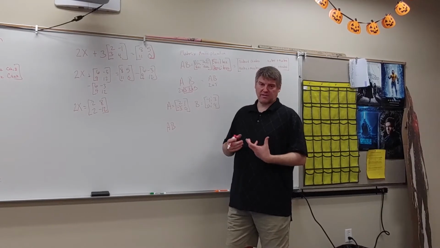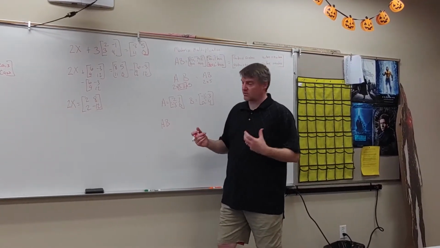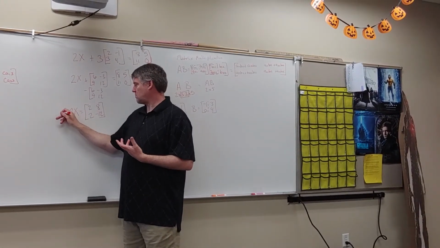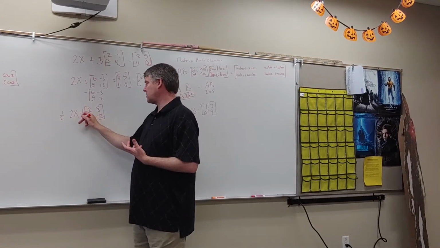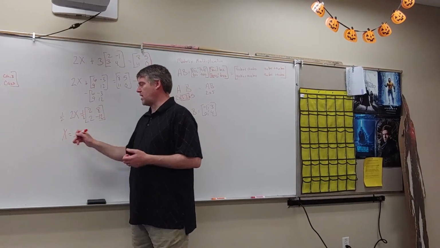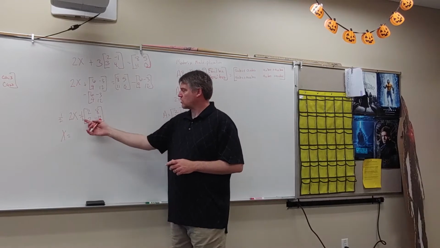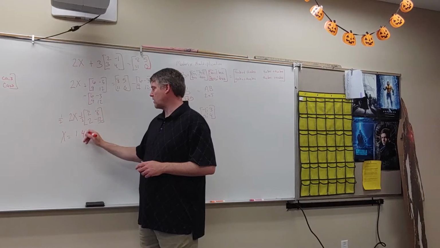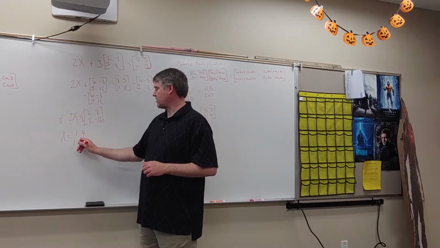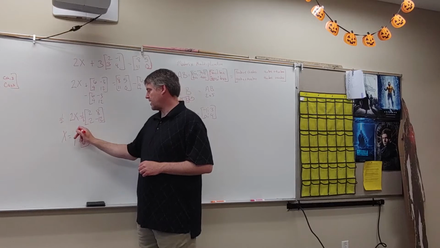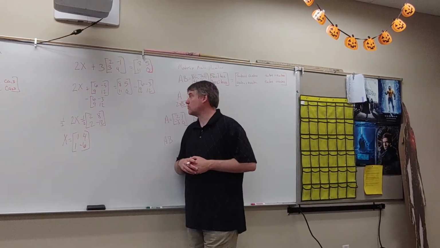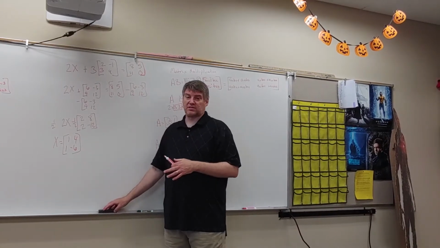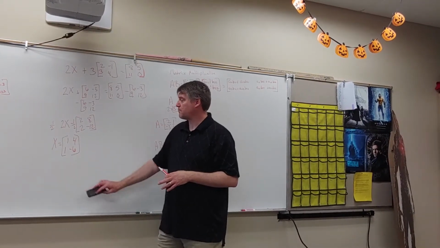Now I'm going to do another scalar multiplication. I'm not going to do division. Since this is multiplying by 2, I'm going to multiply by a half. That's going to give me my X matrix. So I multiply this by a half. Half of 2 is 1. Half of 8 is 4. Half of 2 is 1. Half of -12 is -6. And there's my matrix. I'm walking through step by step. This is all dealing with scalar multiplication.